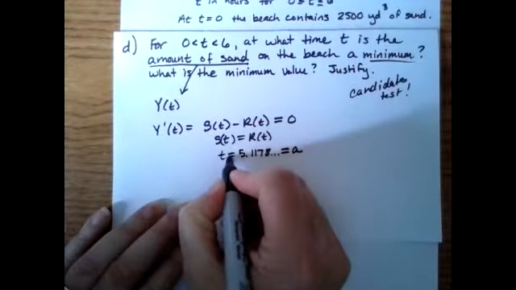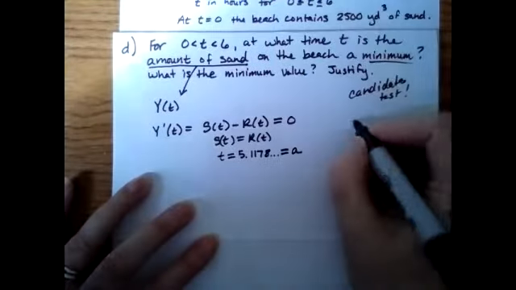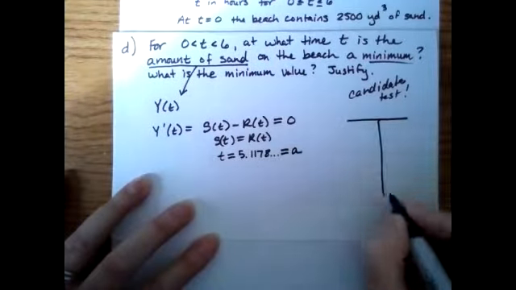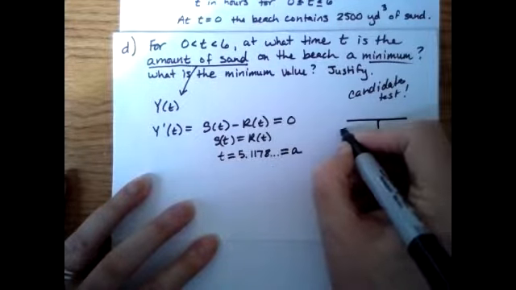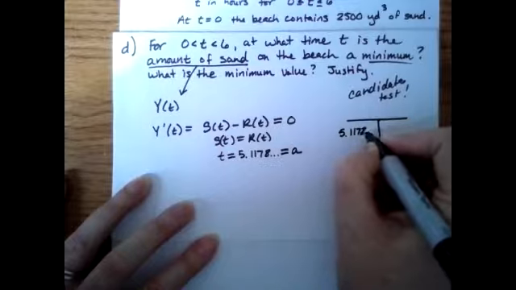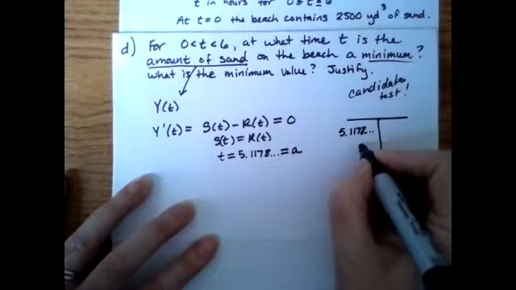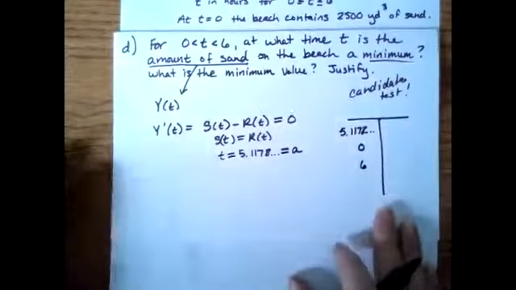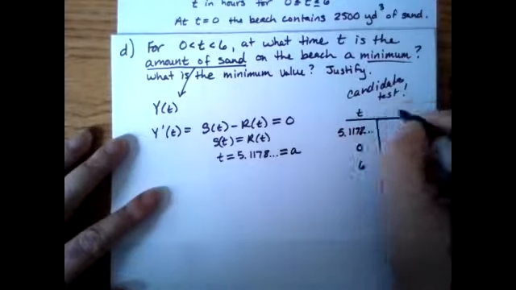That comes from critical numbers. I've just got this one critical number, but candidates also include the endpoints, keep in mind. So I'm going to make a table of values here to list my candidates. My candidates are my critical number, 5.178, or I could just put A there. Maybe that's what I should have done. And then the endpoints. The endpoints of the interval are 0 and 6. So let's figure out what the amount there is.